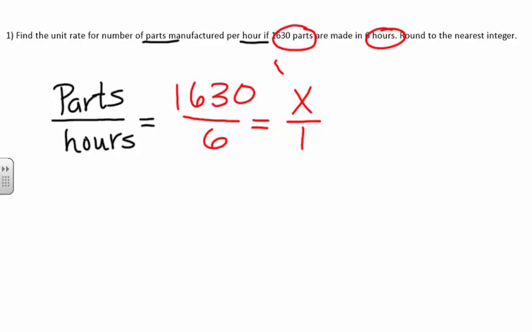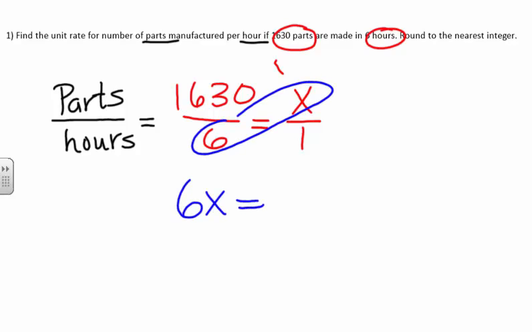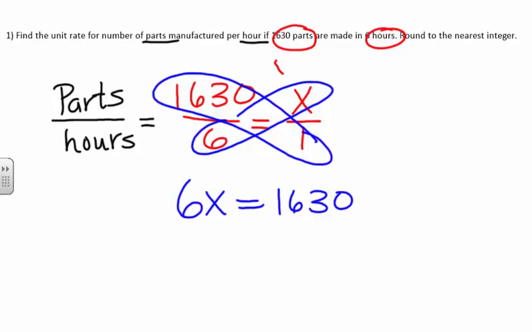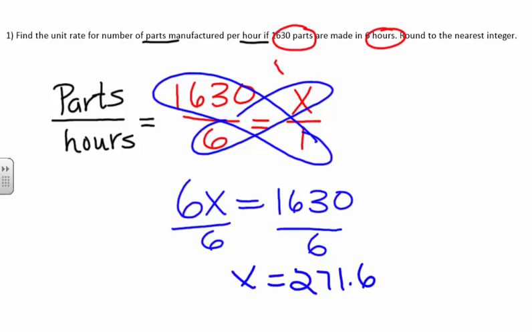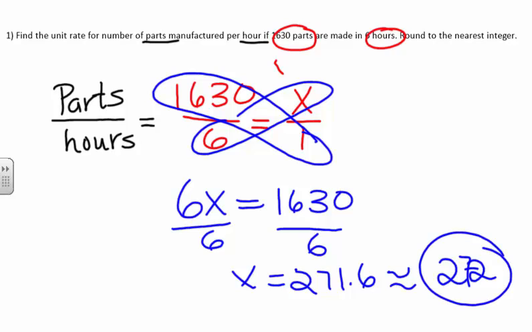So now we're just going to cross multiply. We get 6x when we multiply 6 times x. And 1,630 times 1 is 1,630. This is now a simple one-step equation. So we're going to divide both sides by 6. And x should be 271.6. And because it said round to the nearest integer, we're going to round it to 272. Alright, 272 is our answer.